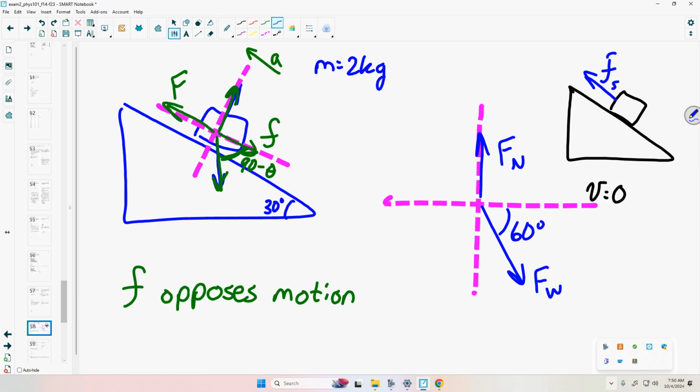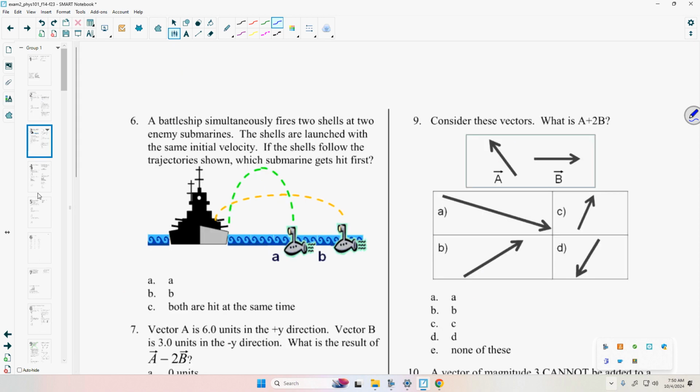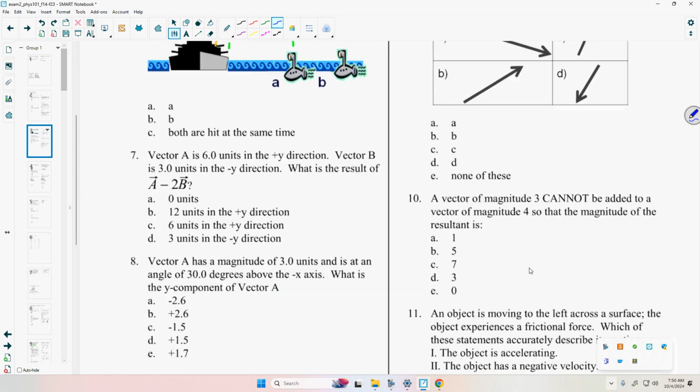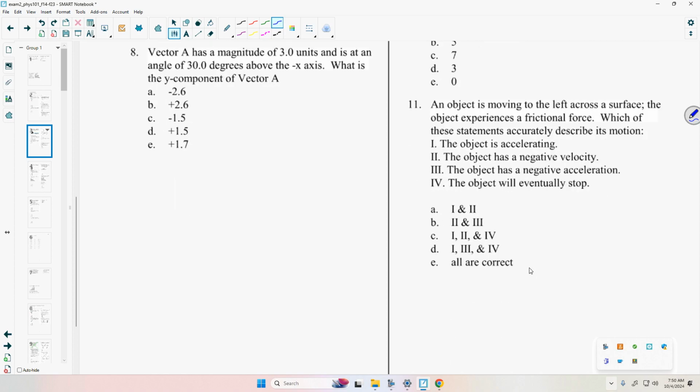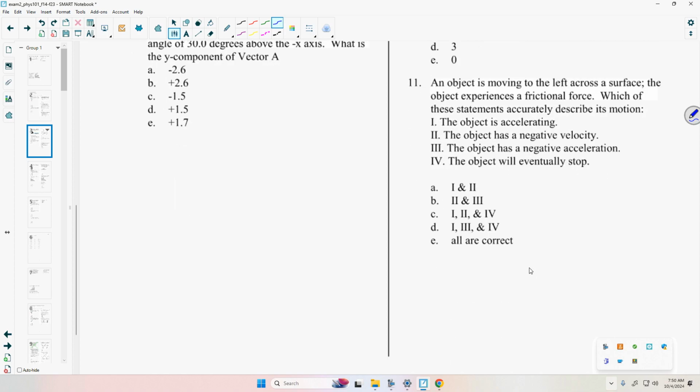Yeah, Clay? Yeah, number 11, fall 23. This one? Okay, let's see. An object is moving to the left across the surface, which experiences a frictional force.